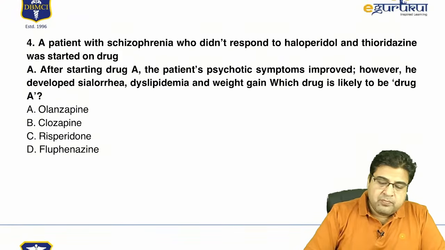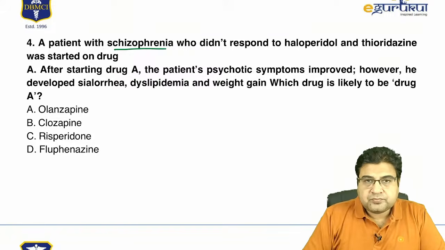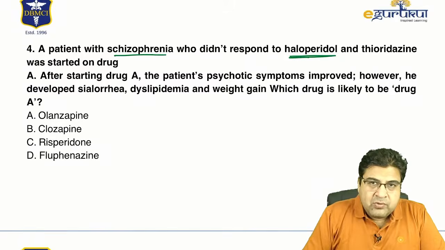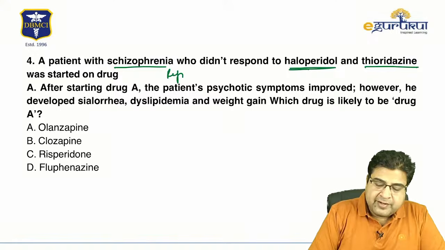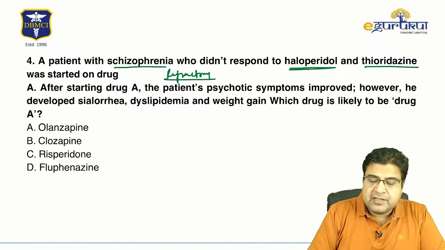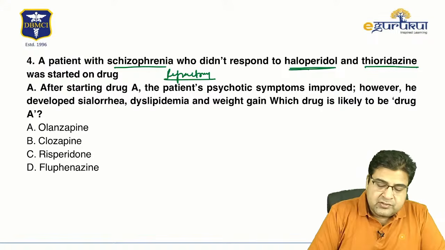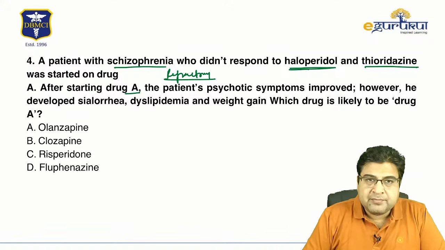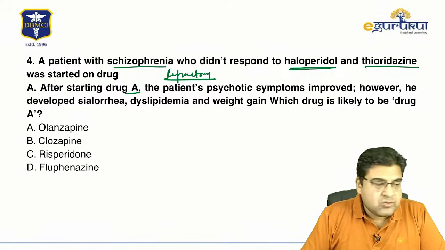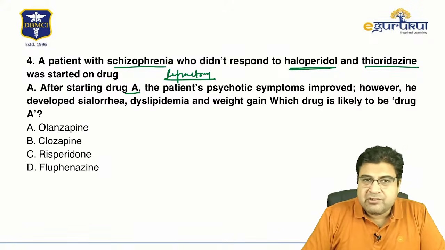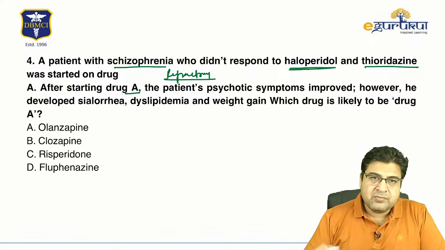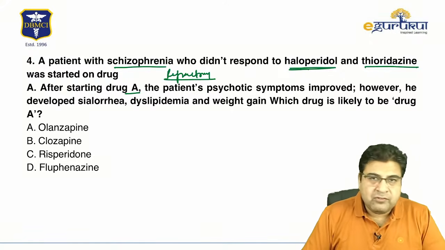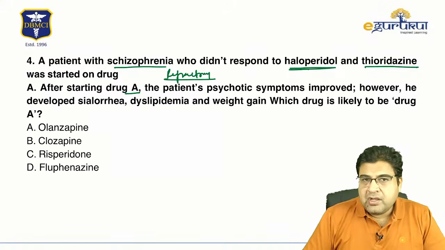Now, question number 4. The patient is a case of schizophrenia, and this patient did not respond to haloperidol or thioridazine, so this patient is suffering from refractory schizophrenia. For this refractory schizophrenia, we have started a drug A. We know the drug of choice for refractory schizophrenia is clozapine. So drug A is clozapine, which you have started.